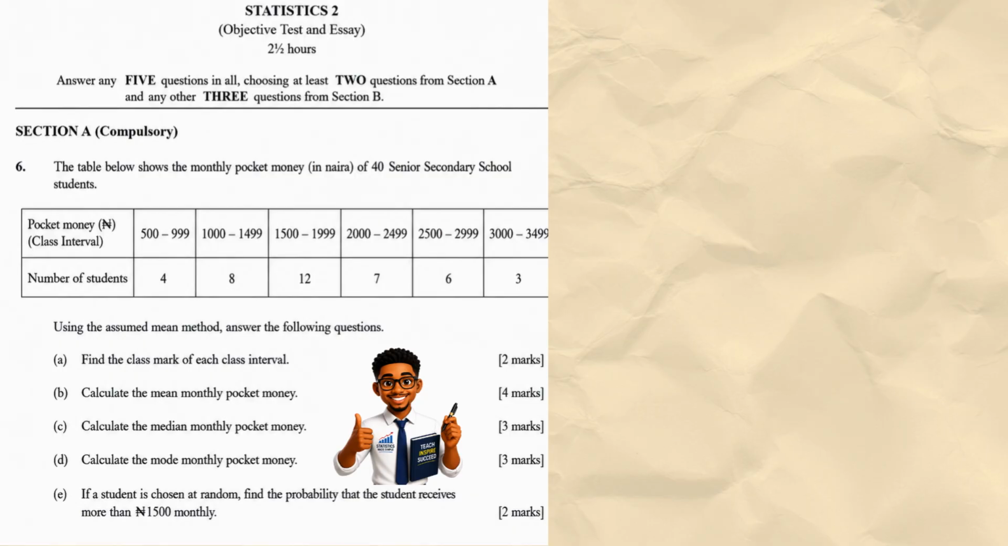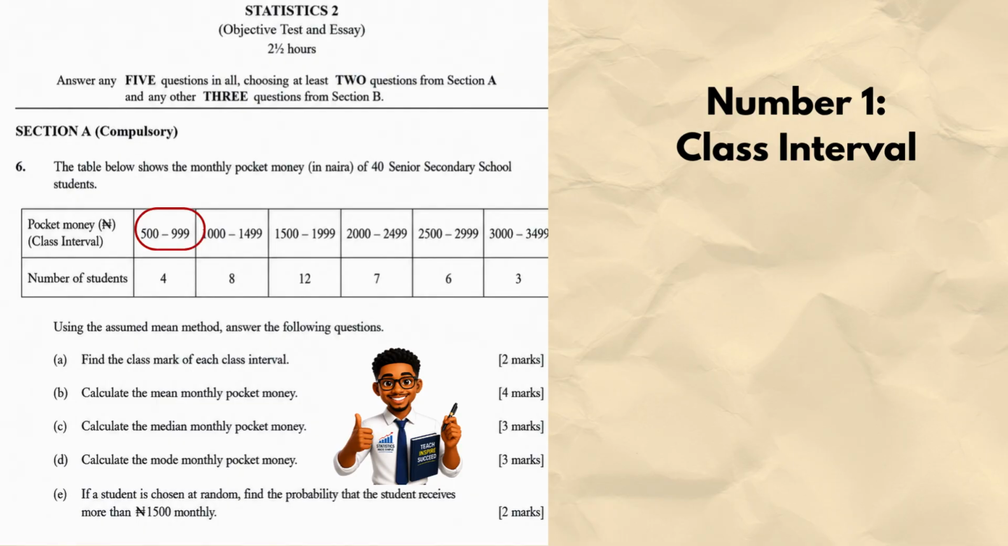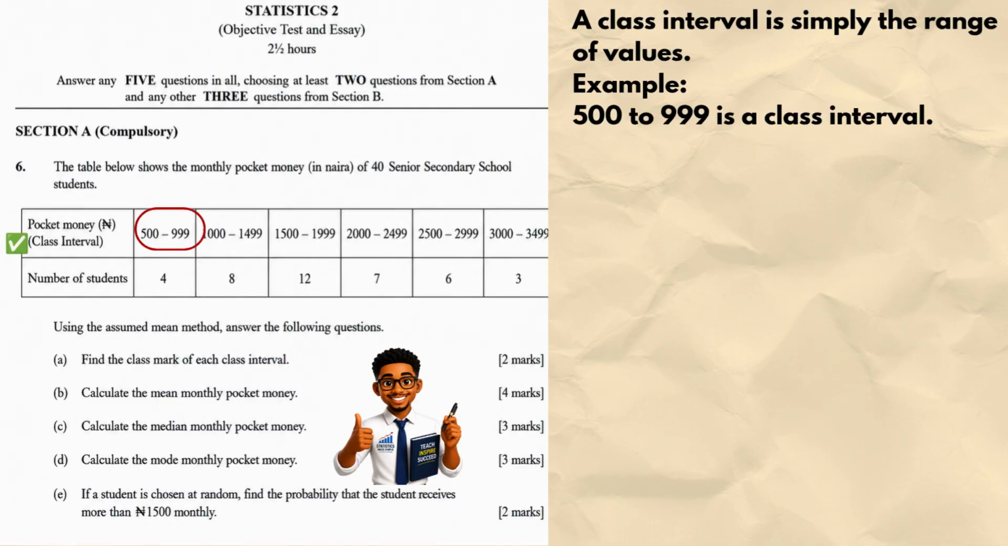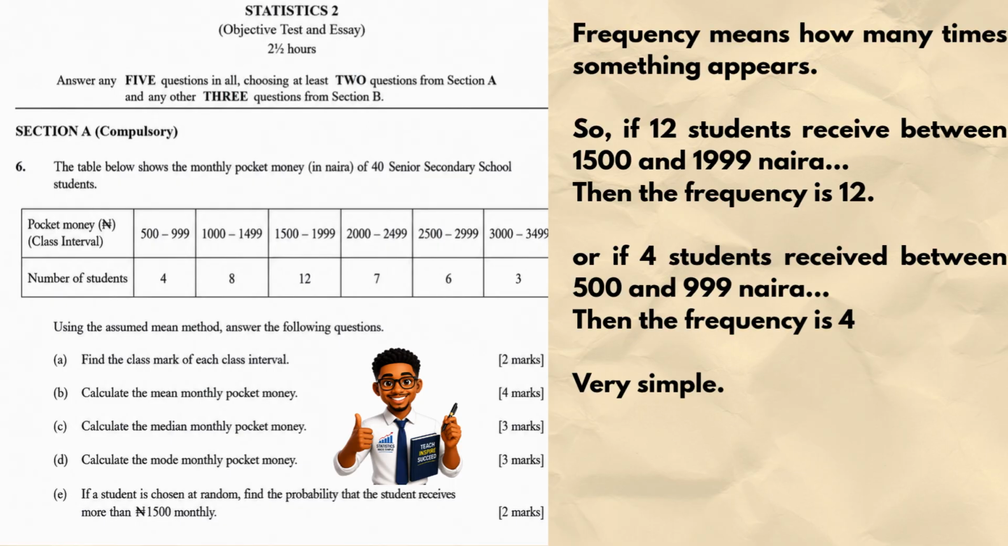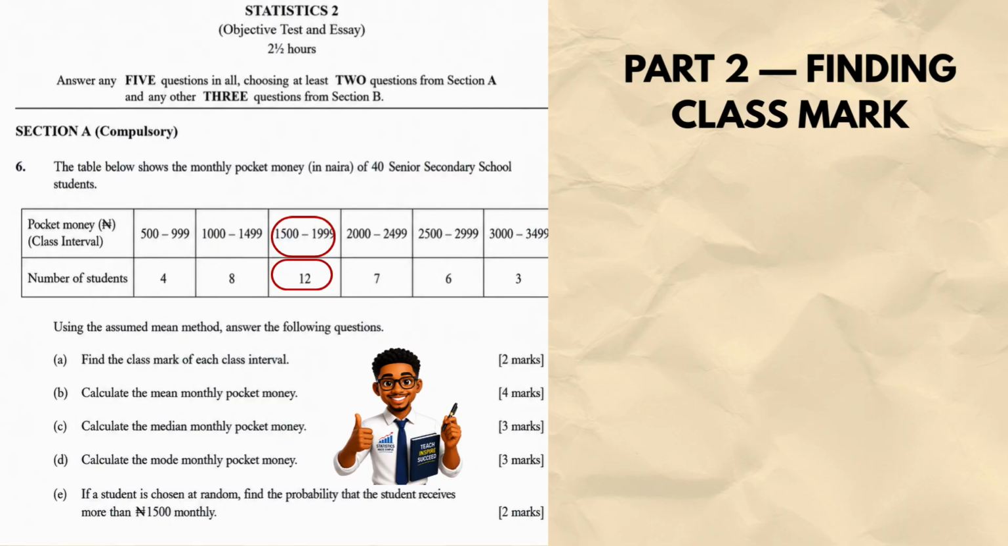Now before solving anything, you must understand 2 important terms. Number 1. Class interval. A class interval is simply the range of values. Example, 500 to 999 is a class interval. Number 2. Frequency. Frequency means how many times something appears. So, if 12 students receive between 1,500 and 1,999 Naira, then the frequency is 12. Very simple.